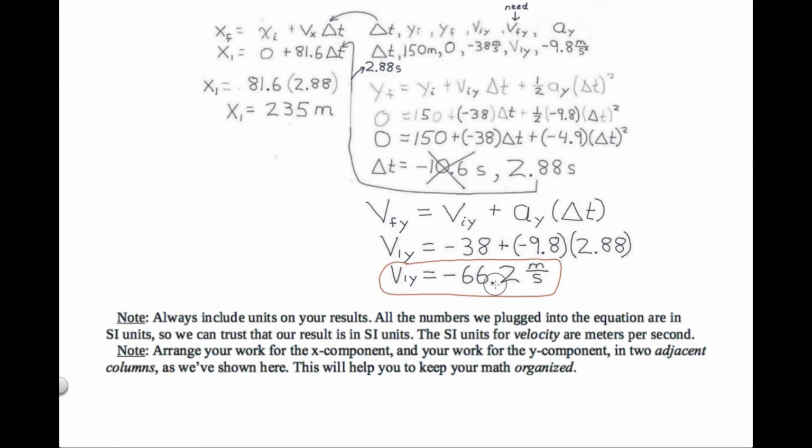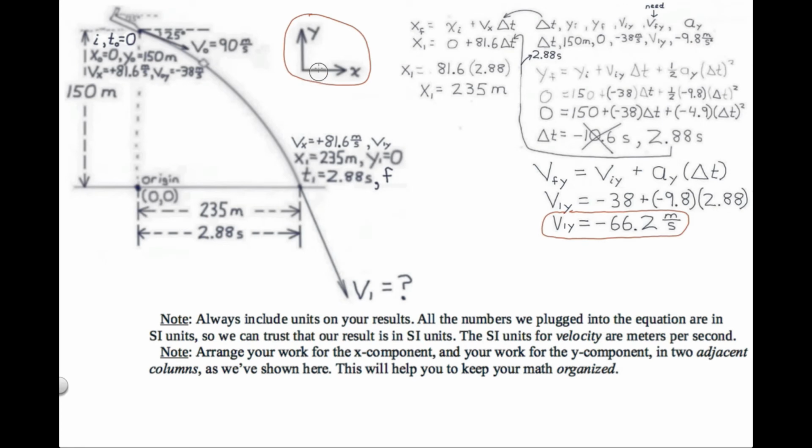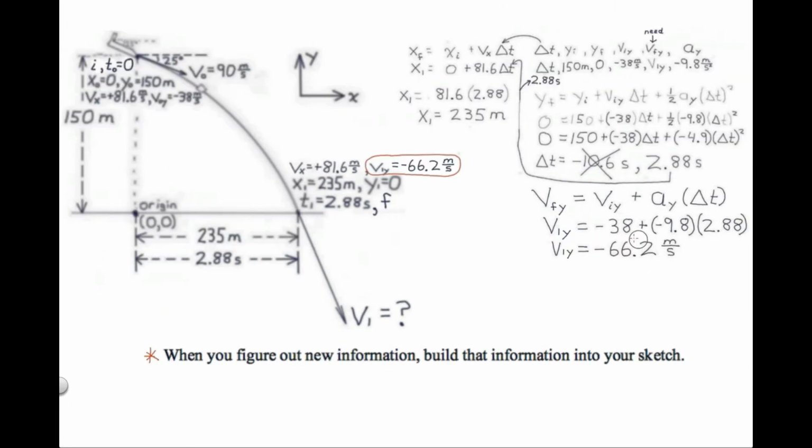Does it make sense that our result for v sub 1y is negative? The negative y direction is down, so our negative result indicates that the package's vertical motion at time 1 is downward. Based on this path of motion, we expected that the package's vertical motion at time 1 would be downward. So yes, it does make sense that our result for v sub 1y is negative. Let's build this result into our sketch, like so.